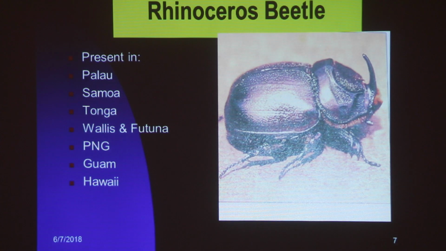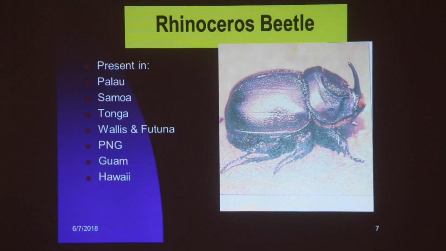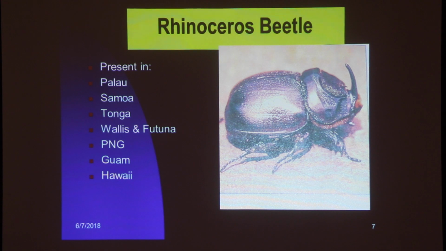Another one here, which I want to spend a little bit more time to talk about, is the coconut rhinoceros beetle. It is present in Palau, Samoa, Tonga, Wallis and Futuna, PNG, and Guam and Hawaii. So Guam is not far from us, Palau is not far from us, and we are really concerned that this beetle could come to FSM.